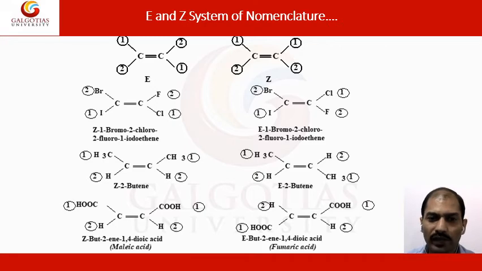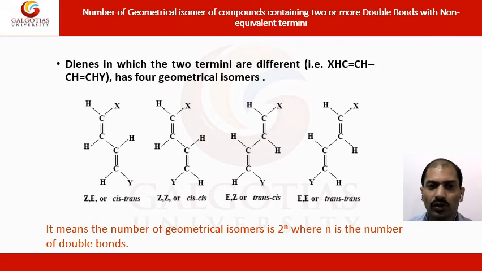There are many more examples given, but we have to keep in mind that we look at the highest atomic numbers, designate them 1, 2, 3, 4 according to priority, and then compare their positions and put the E or Z nomenclature on the particular molecule. So here there are dienes in which the two terminals are different, like here.